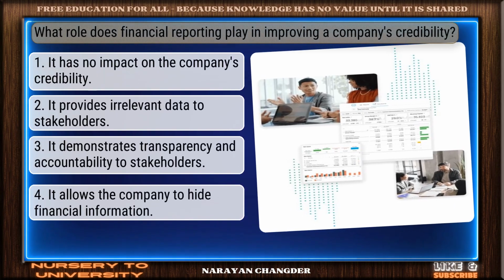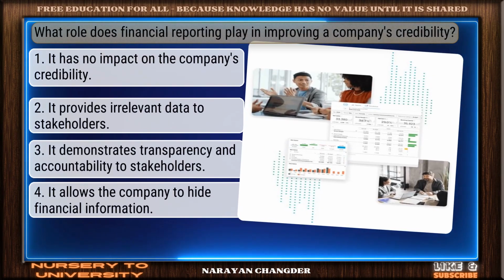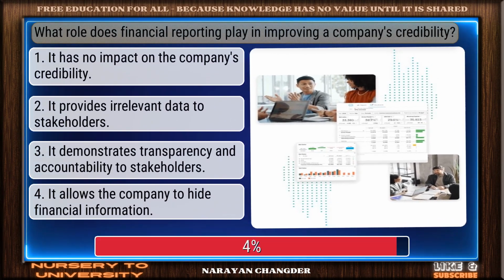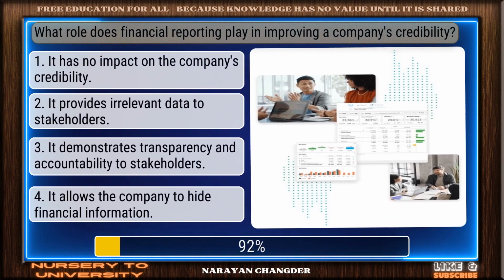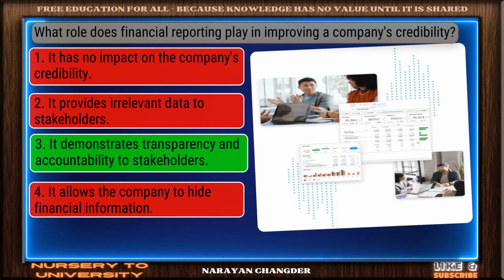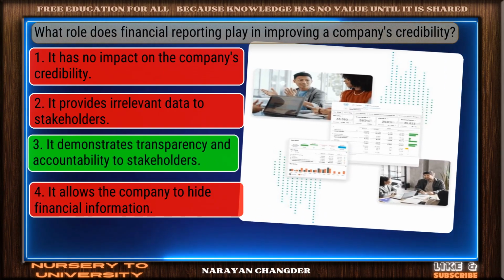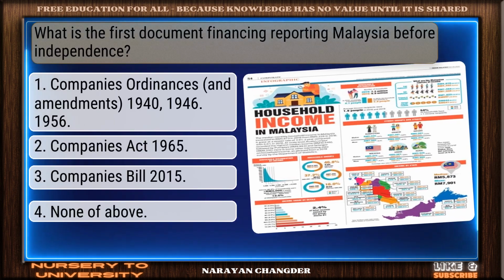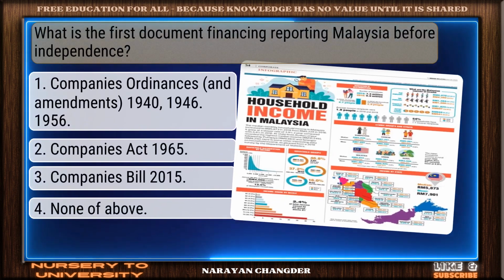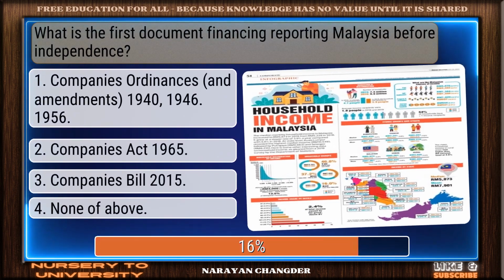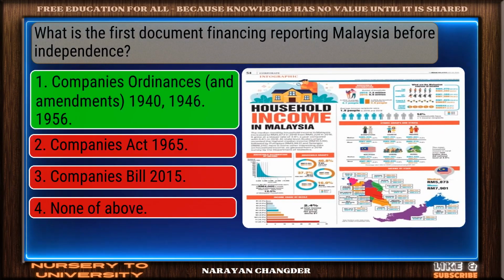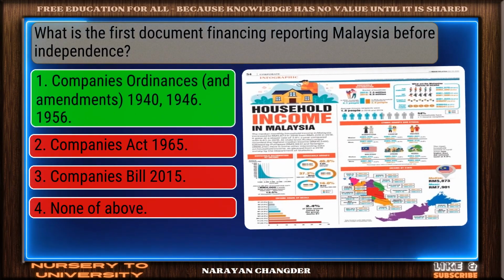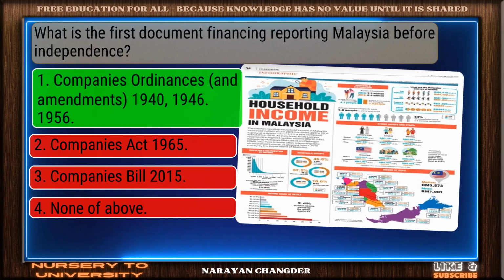What role does financial reporting play in improving a company's credibility? Great job. It demonstrates transparency and accountability to stakeholders is the accurate answer. What is the first document financing reporting Malaysia before independence? You got it. Your choice company's ordinances 1940, 1946, 1956.